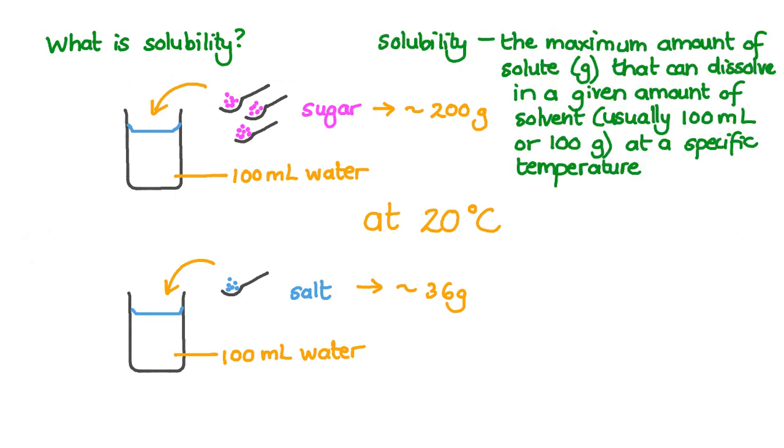Solubility is the maximum amount of solute in grams that can dissolve in a given amount of solvent, usually 100 milliliters or 100 grams, at a specific temperature. So solubility is for saturated solutions. In this video, we will focus on water as the solvent, although there are many solvents out there. And we will focus mainly on solid solutes, although solutes can be solid, liquid, or gas.